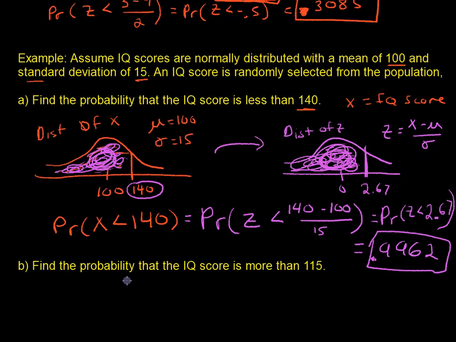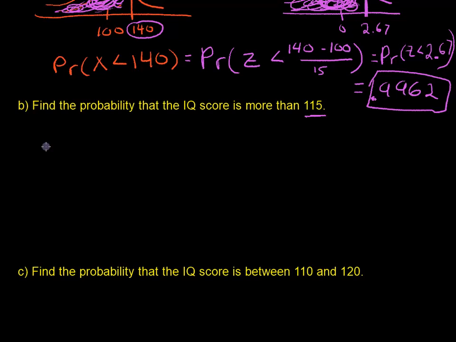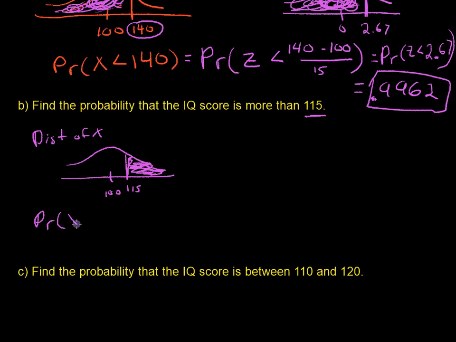All right, let's find the probability that the IQ score is more than 115. So again, I'm going to start with the distribution of x. Here, in the center was 100. We're talking about 115, which is still to the right of 100. But we're talking about more than 115, so that'd be this area to the right. So I'm trying to figure out what's the probability that x is more than 115.